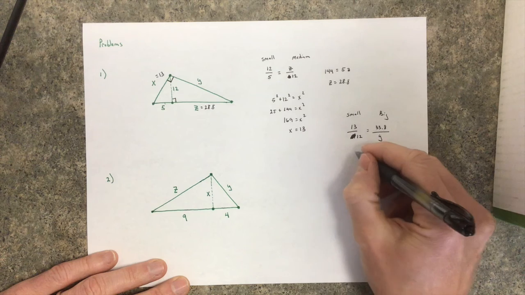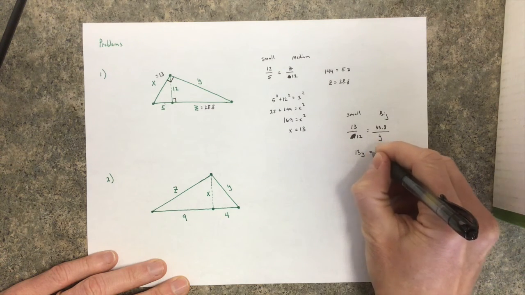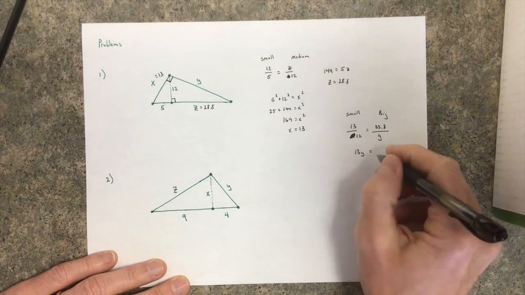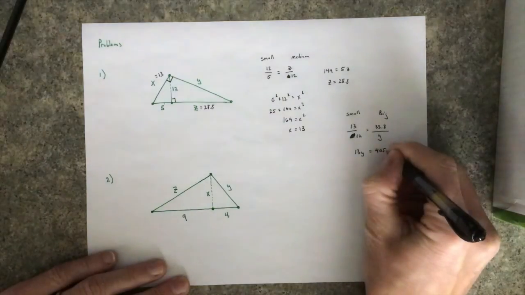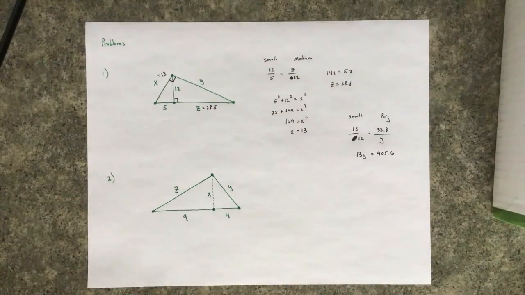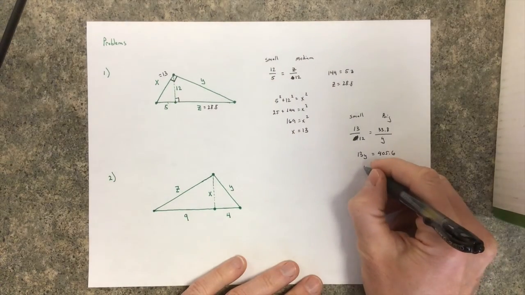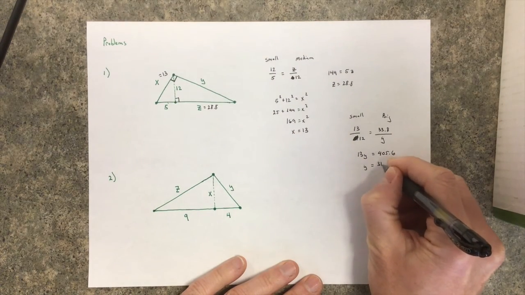Okay, so then I just solve. 13y equals, and I'm going to get 33.8 times 12, 405.6, and then I'm going to divide by 13. And I'm going to get y equals 31.2.